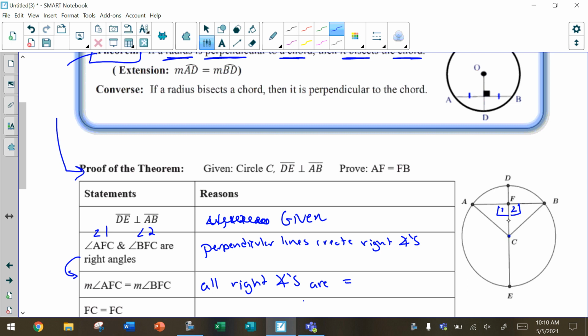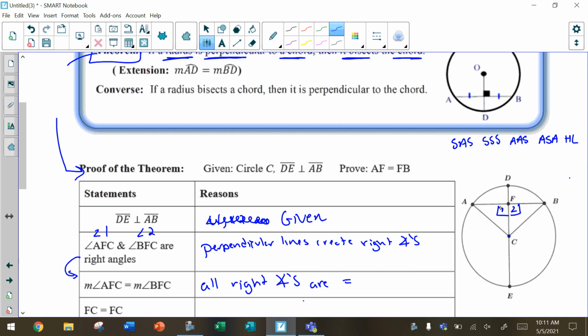So we're trying to prove that these two triangles are congruent so that we can use CPCTC. Now remember, to prove triangles congruent, we have side, angle, side. We have side, side, side. We have angle, angle, side. We have angle, side, angle. And we have HL. So we're trying to create one of those five.